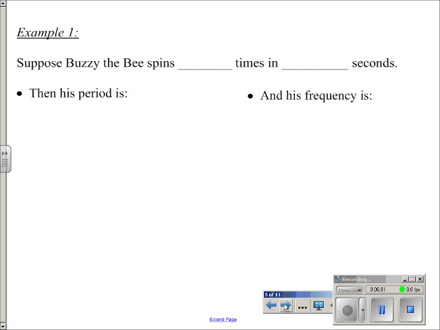All right, so in that video you just saw, the bee was spinning around and around, and we could have, if we had wanted to, used a stopwatch and counted how many times he went around in some chunk of time. Let's suppose that we'd done that, and discovered that he spun around maybe 10 times in 8 seconds. Okay, so we timed him in 8 seconds, he went around 10 times. Based on that, we can find his period.